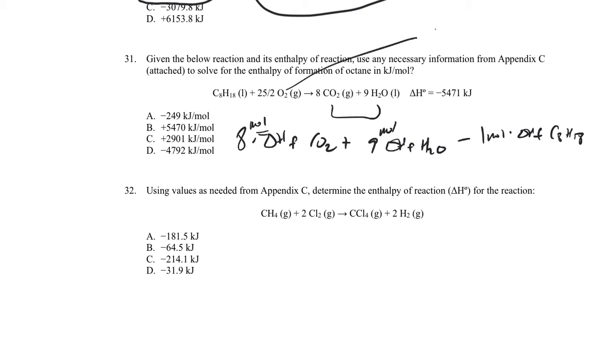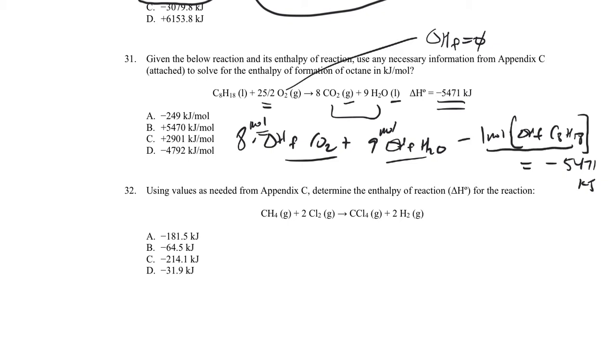The delta HF of oxygen is 0 by definition, so we don't need to account for the 25 halves O2. And all of this equals minus 5471 kJ since we're given this information here. And then we would just be looking this up here, taking into account the particular phases, and then solving for the delta HF of C8H18.